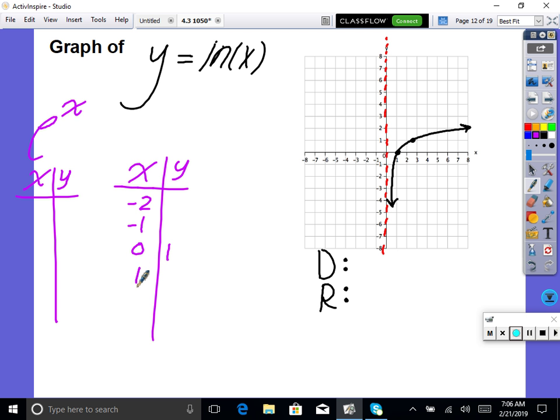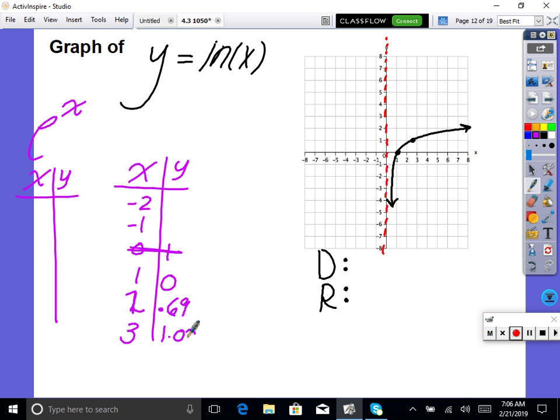If I plug in 1, though, we get 0. If I plug in 2, what decimal do I get? ln of 2? Point what? Yeah. No, sorry. ln of 2. My bad. Sorry. Next point. Point what? 0.6. Okay. 6.9. Let's plug in 1 more at least.